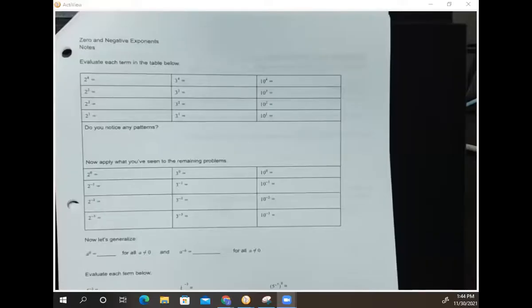We are going to take a look at some more exponents in our radical functions packet. So if you would, please join me on page 11. And we're going to take a look at zero and negative exponents.